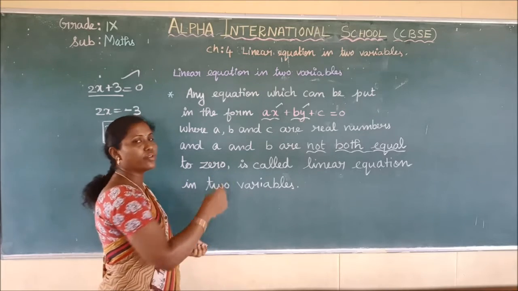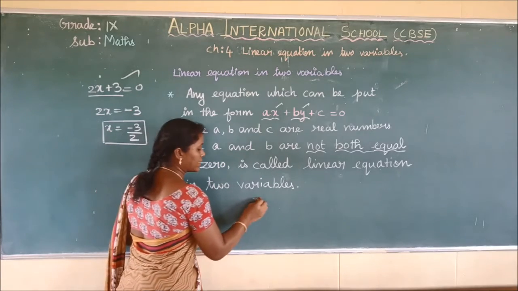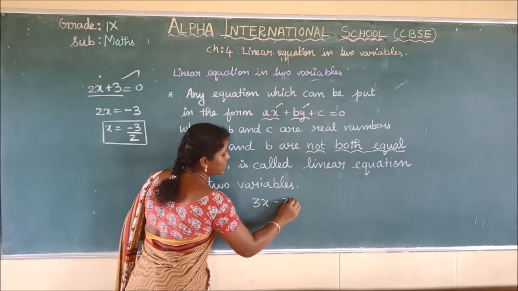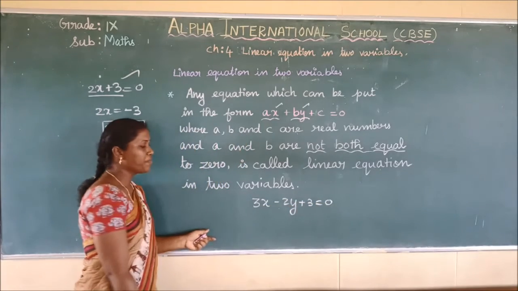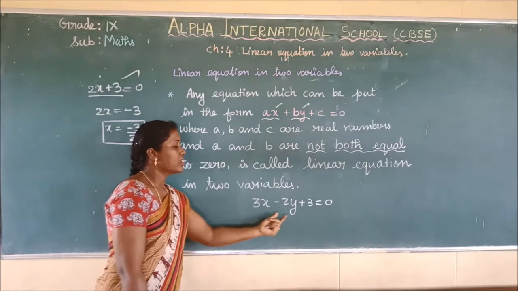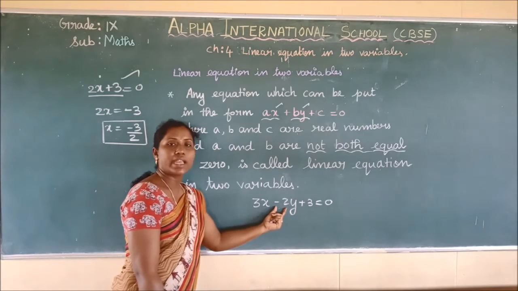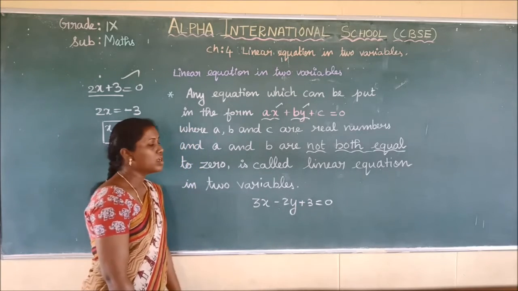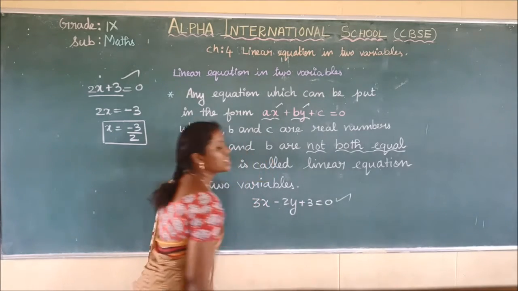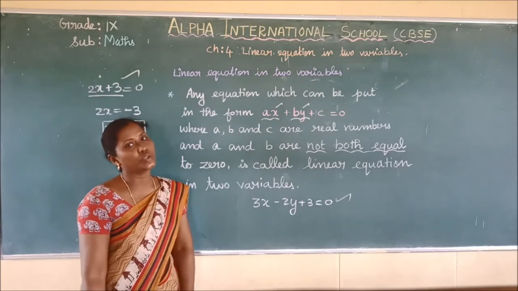So this is the general form. We may give any example. For example, 3x minus 2y plus 3 is equal to 0. See here, we are having it in the form of ax plus by plus c equal to 0. b can take any real value, so I am taking minus 2 here. Such type of equations are called linear equation in two variables.